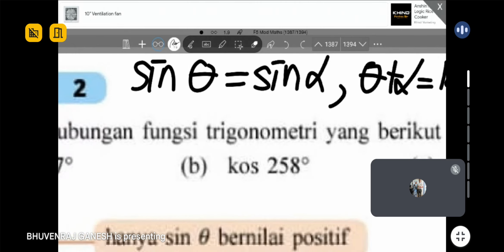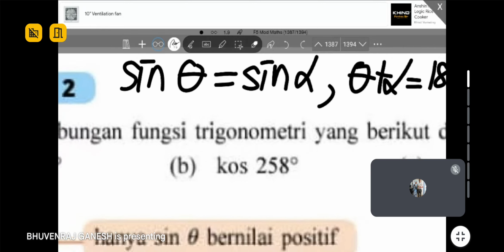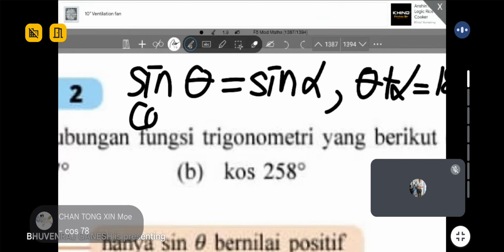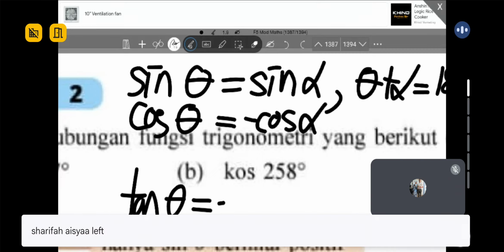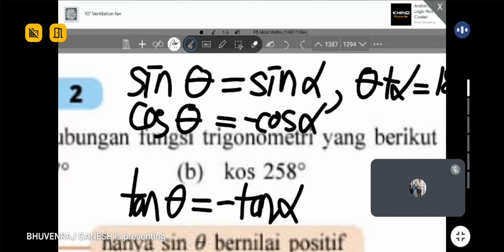Okay, so second relationship, cos. For cos, special. Yes, you must add a negative value. Always remember guys, for cos, you will need to add negative. That's all you need to remember. Same for tangent. Tangent theta is equal to negative tangent alpha. Are you all clear? So sine is always positive, cos and tangent can be negative.